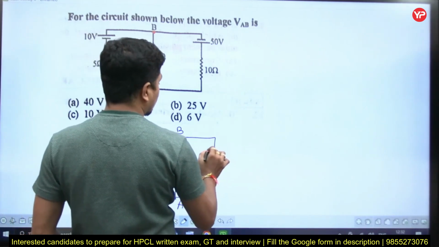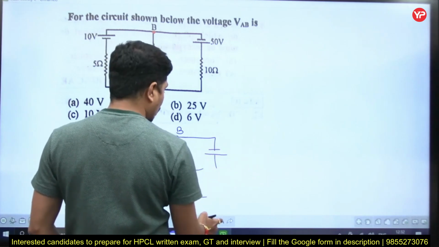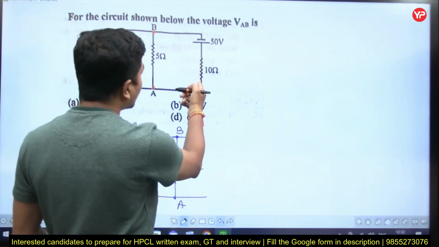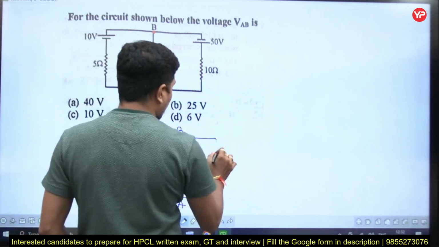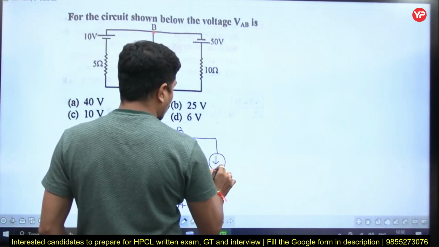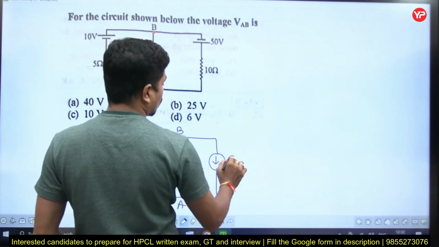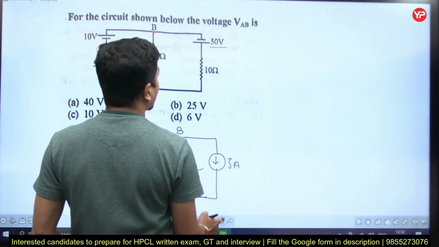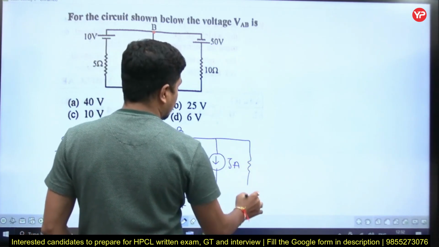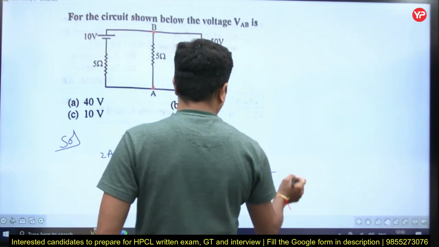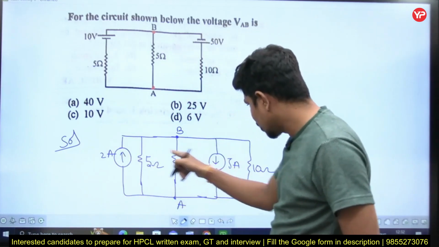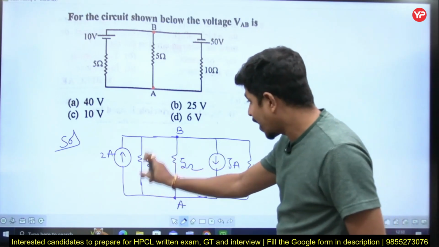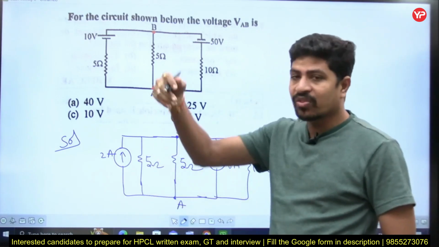This one also I'll convert, no issues. So this is 50 and 10, but here the current source will be directed downwards. How much is the current source value? 5 amperes, 50 divided by 10, and resistance of 10 ohms. Now there are two current sources in parallel, so both values will be added, but 2 is up, 5 is down, therefore net will be 3 down.